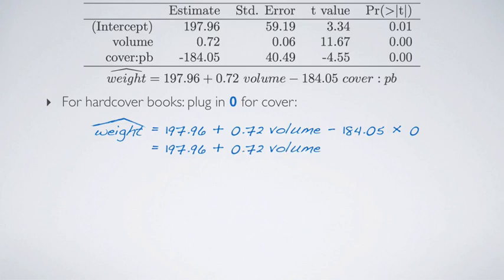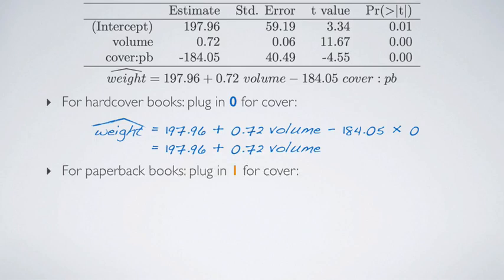A little bit of simplification gives us that the estimated weight for hardcover books is 197.96 plus 0.72 times the volume. So here we had started with a multiple regression model, and we have simplified it down to a simple regression model for only one type of the books. We are able to do this simplification easily because we have a categorical variable as our second variable in our regression model.